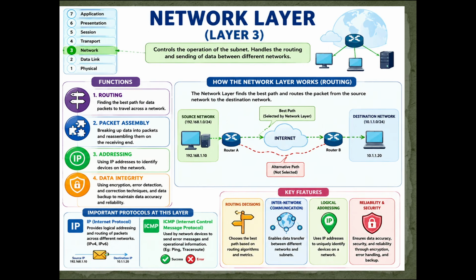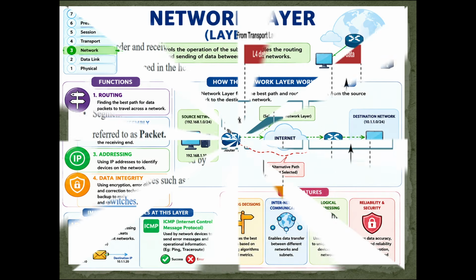As it receives the segment from the transport layer, it converts the segment into packets in the network layer. It will break up data into packets and reassemble them on the receiving end. It adds and uses an IP address in order to identify the device on the network. It makes the data accurate and reliable by using encryption, error detection and correction techniques, and it also makes the data backed up.